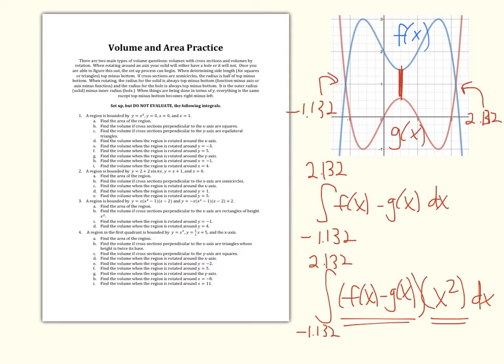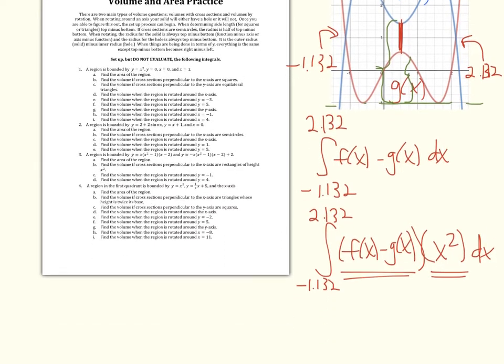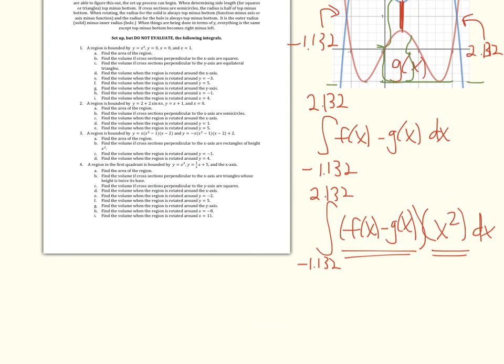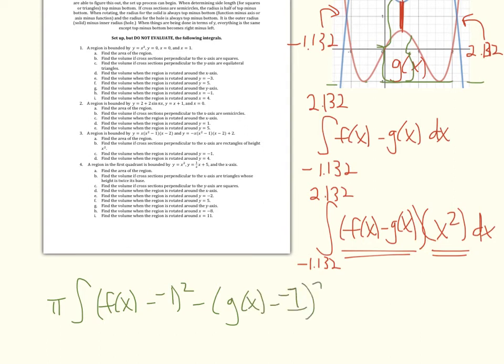Alright, find the volume when we rotate this around y equals negative 1. So you've got the outer minus the hole, the inner. So it's going to be pi times the integral of f of x minus negative 1 squared minus the hole, g of x minus negative 1 squared, same bounds.